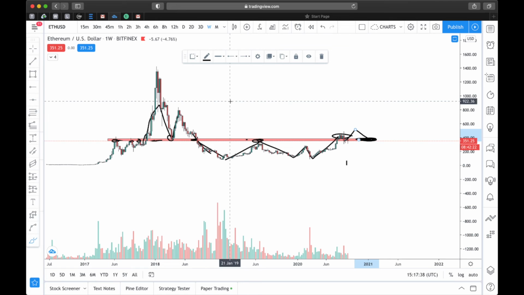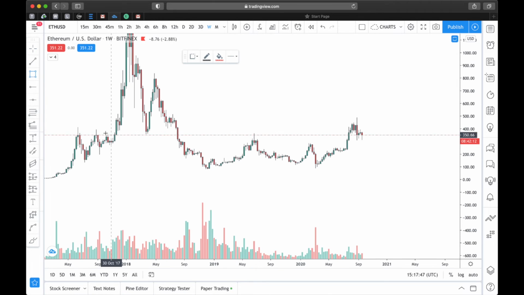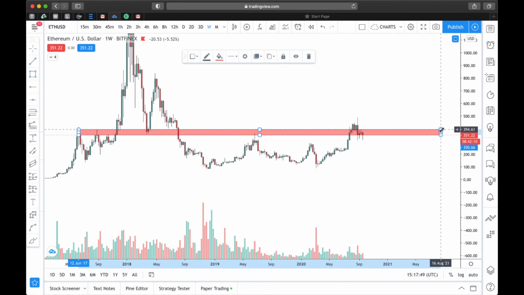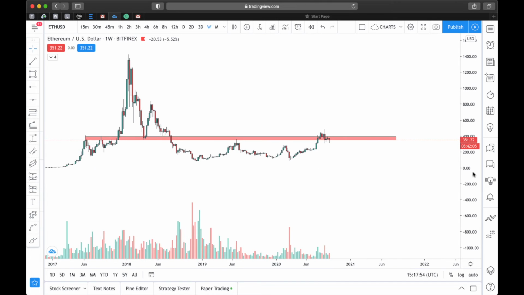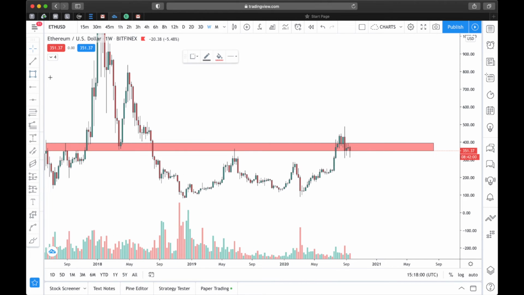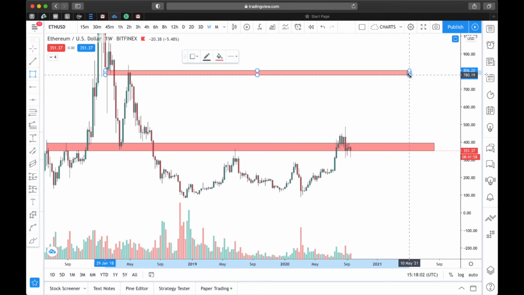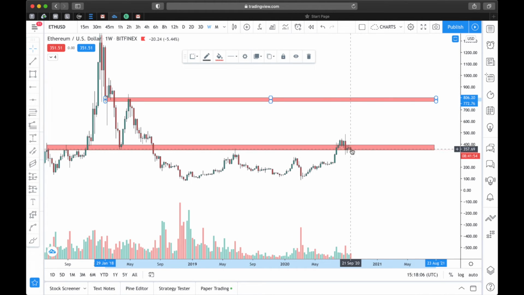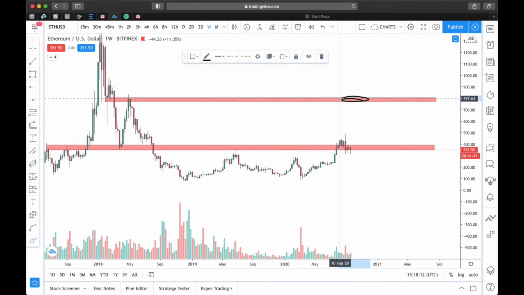Let me clear all these things out. This is the resistance here, right? Price has not broken above fully. We have a new resistance around here. There's a resistance around here. So we know that if price breaks above this place, the next place for us to be looking at will be here. So this will be our new resistance.